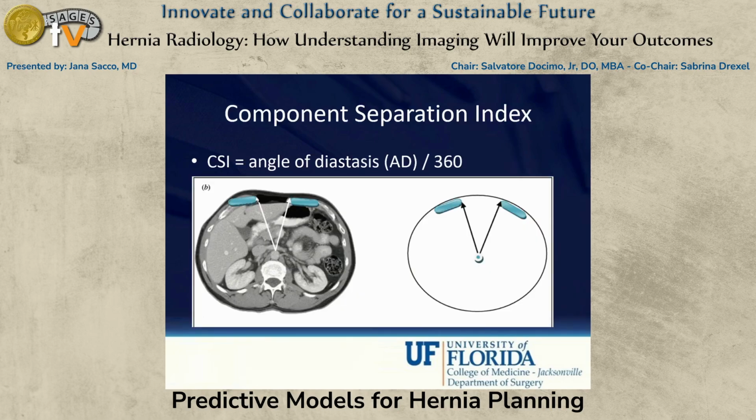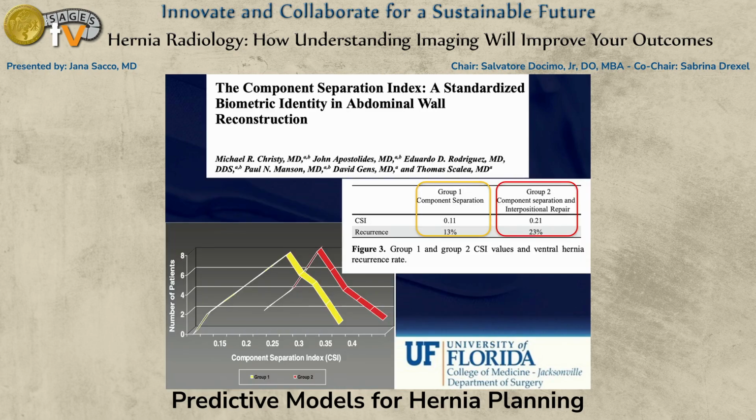And then there's the component separation index. Again, something that you can fairly easily calculate. When you're looking at your CT scans, you look at that angle of diastasis, which you can see there, drawing a line from the medial edges of the rectus down to the aorta and the midline. You look at that angle and you divide it by 360. Basically, they're showing all patients with component separations in this paper out of 2012, and this is a plastics paper, and it was mostly external oblique releases.